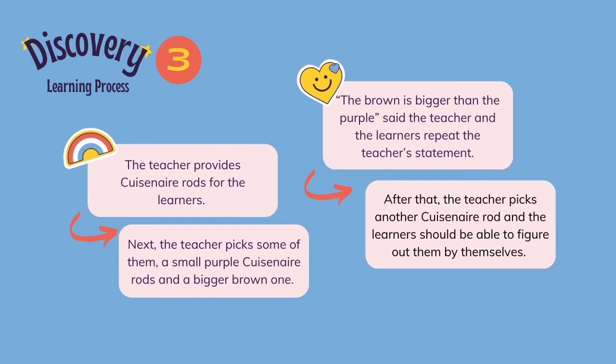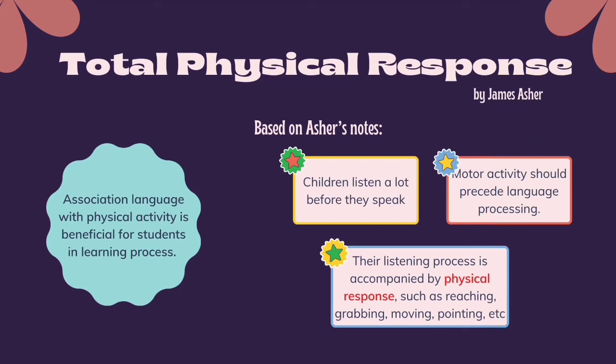The teacher provides Cuisenaire rods for the learners. Next, the teacher picks some of them, a small purple Cuisenaire rod and a bigger brown one. Then, "The brown is bigger than the purple," said the teacher, and the learners repeat the teacher's statement. After that, the teacher picks another Cuisenaire rod, and the learners should be able to figure it out by themselves.